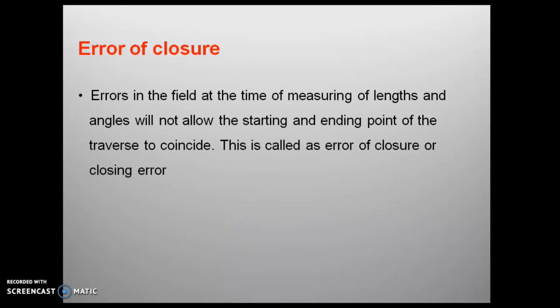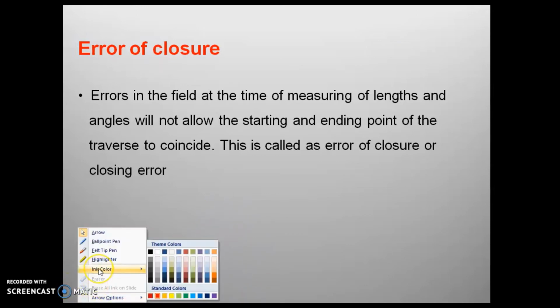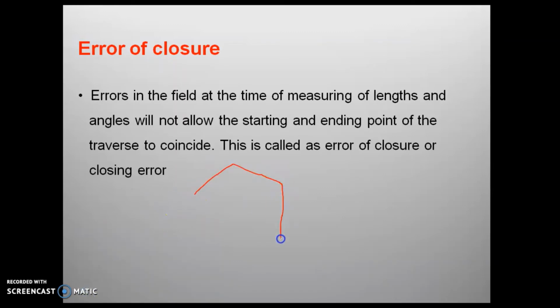Now what do you mean by error of closure? As I said, errors in the field at the time of measurement of lengths and angles will not allow the starting and ending point to coincide. Means you have performed a closed traverse like this in the field, but while plotting, instead of closing like this, it may go like this. So this is nothing but the closing error.